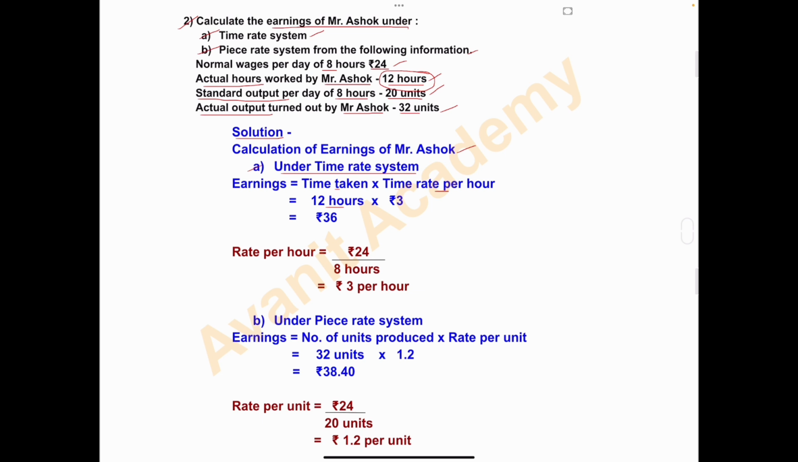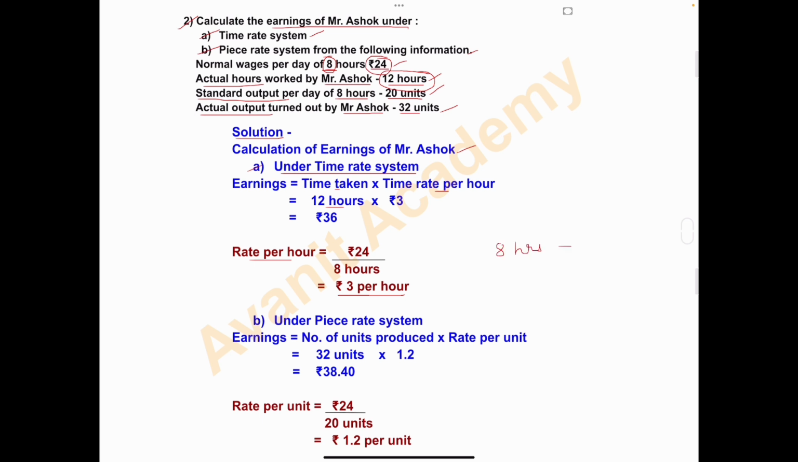Per hour time rate is not mentioned in the problem. Normal day of 8 hours. For 8 hours, the wage rate is rupees 24. Okay, for 8 hours, the wage rate is 24. We have to calculate the per hour wage rate. See your calculation. Rate per hour is equal to rupees 24 divided by 8 hours. Okay, to calculate the rate per hour, what we have to do? Total wages amount divided by hours, that is 24 divided by 8 hours, and the answer is rupees 3 per hour.